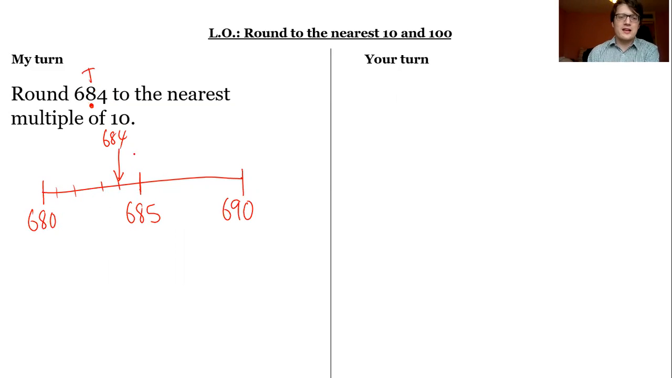And then I can really clearly see that anything that is below here is closer to 680, to the lower multiple, so it rounds down. So I'm going to say 684, and I'm going to use this approximate sign, is approximately 680, rounded to the nearest multiple of 10. You can see it's closer to 680 than 690, which is why it rounds down.